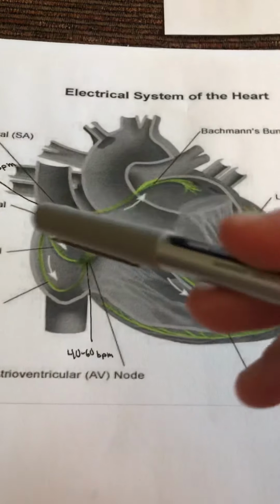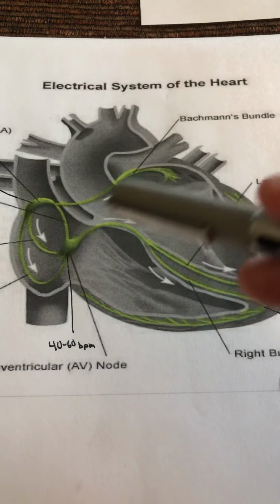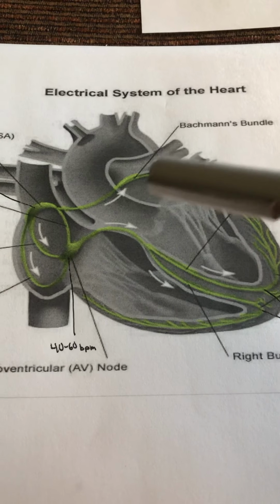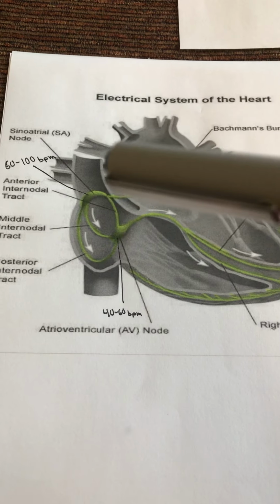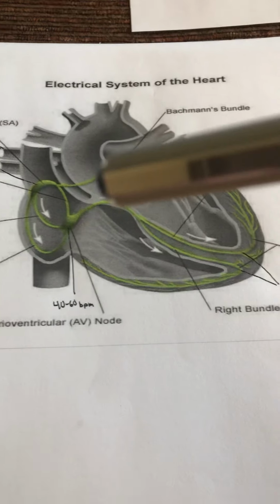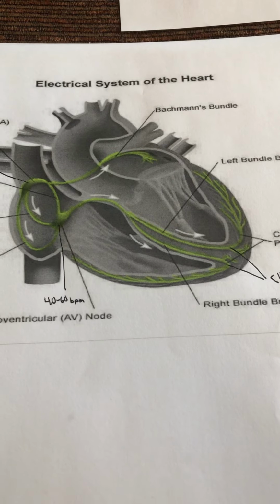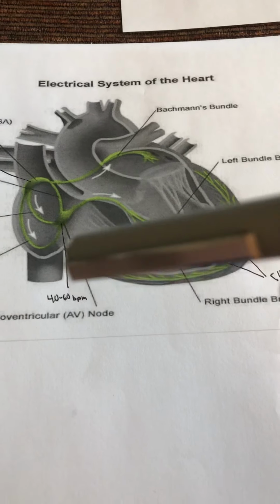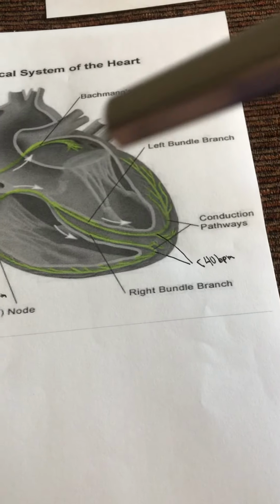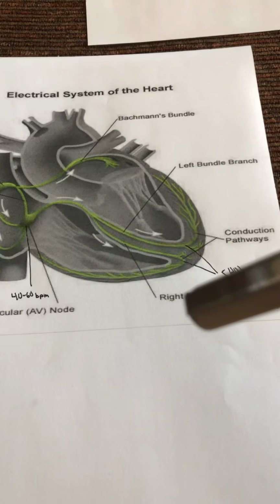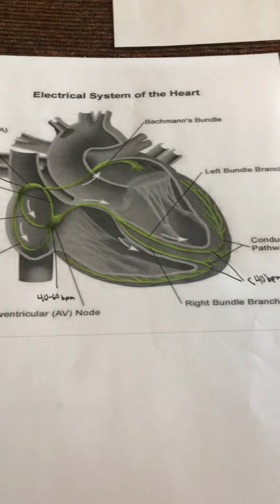So the SA node feeds the atriums, and then it'll go from the right atrium to the left atrium via the Bachmann's bundle, and then feed the entire atrium with the internodal tracts. You then reach the AV junction, where there's a pause to allow for the passive filling of the ventricles, which will then continue to send that signal down into the bundle branches and the Purkinje pathways. This will then cause the ventricles to contract and eject the blood out of the ventricles.